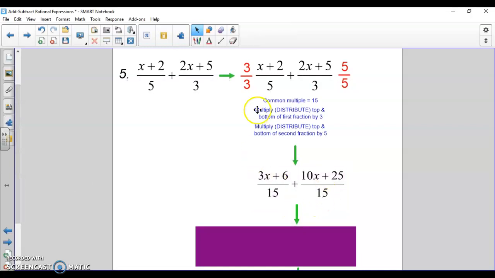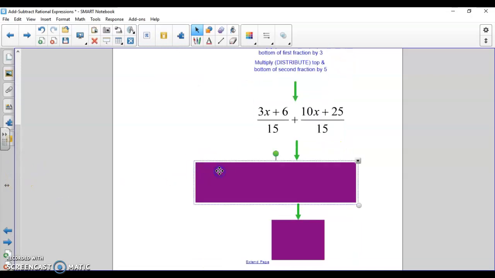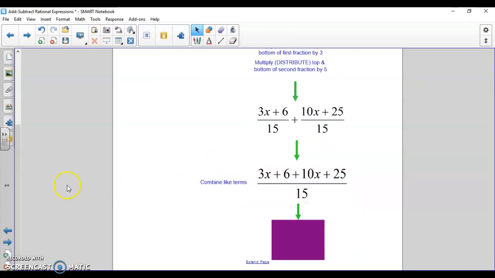So when I do that, I distribute. I have 3 times x is 3x, 3 times 2 is 6. Same deal here. 5 times 2x is 10x, 5 times 5 is 25. Put it all over 15. Combine like terms. Got my answer. Okay?